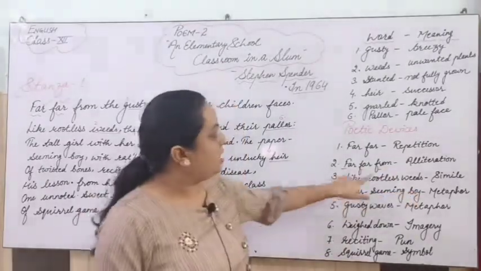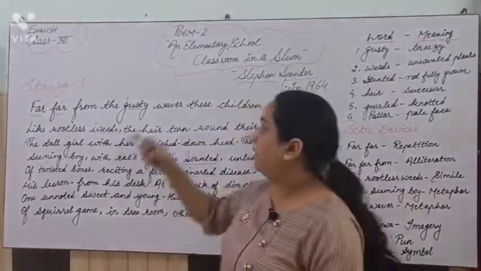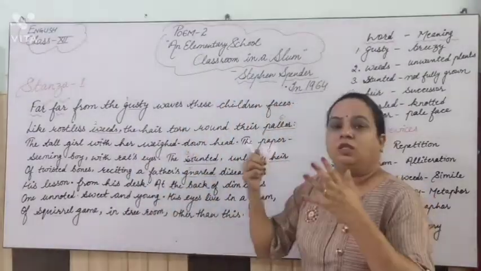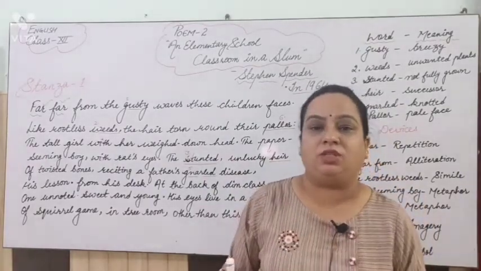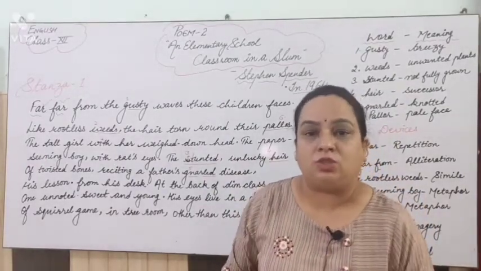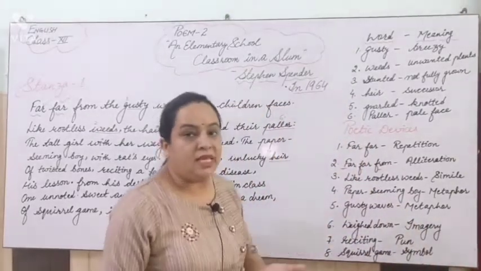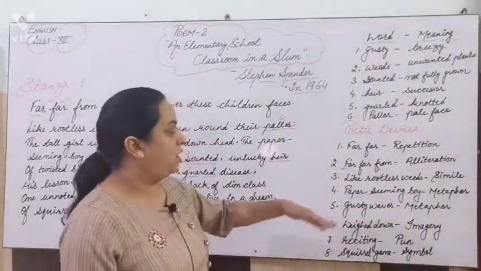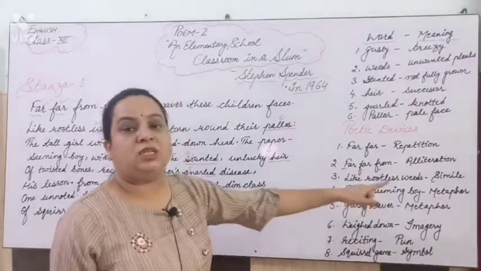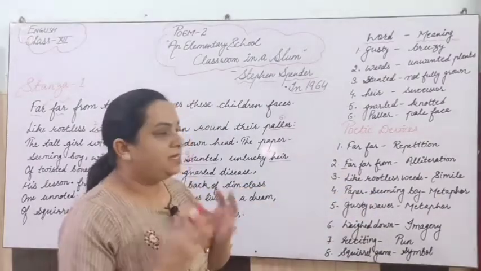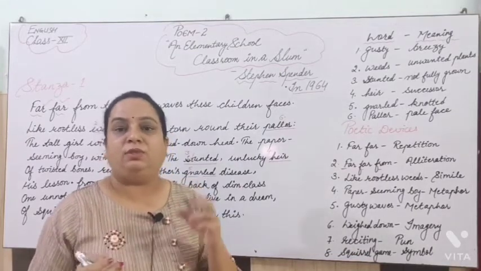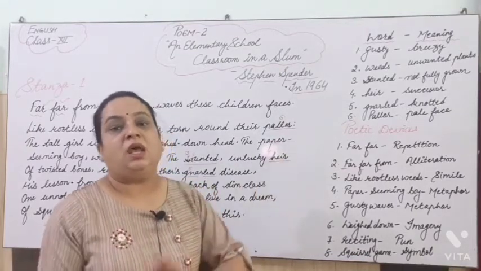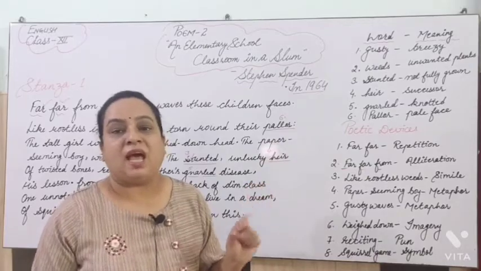So here, like rootless weeds. Why? Because he is comparing the faces of these students with rootless weeds, because they are unwanted, unwelcomed by the society, right. So that's why they are not taken care of at all. So like rootless weeds is what here? Simile. And what is simile? It is the comparison between 2 things done by using words like and as, right.